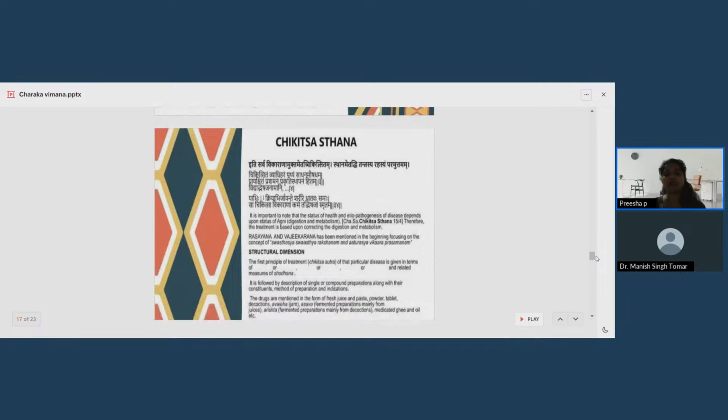When we are coming to Chikitsa Sthana, of course, Charaka's Chikitsa Sthana has an important upper hand, where the Rasayana and Vajikarana chapters are mentioned. There are explanations about Vayasthapana Dravyas and Vajikarana Dravyas there.